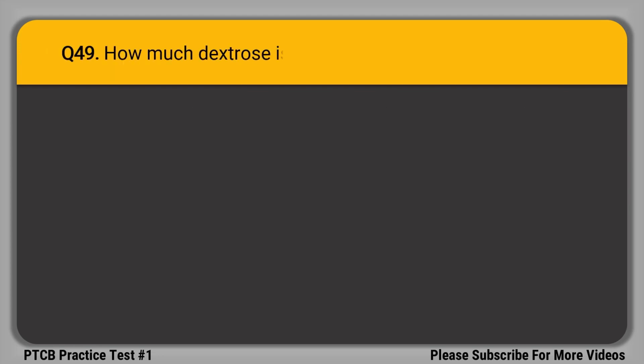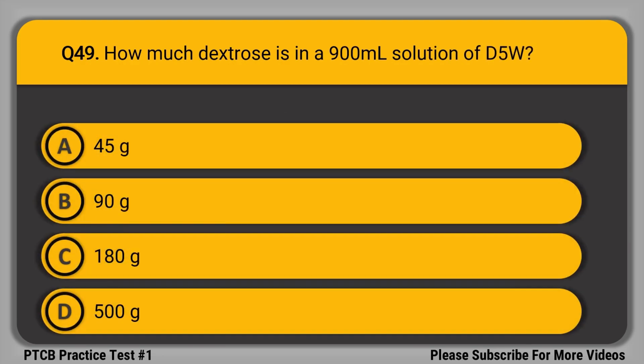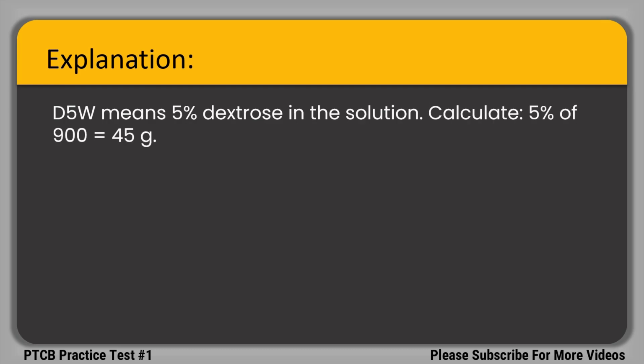Question 49. How much dextrose is in a 900 milliliter solution of D5W? A. 45 grams. B. 90 grams. C. 180 grams. D. 500 grams. A. 45 grams. D5W means 5% dextrose in the solution. Calculate 5% of 900 and you'll get 45 grams.